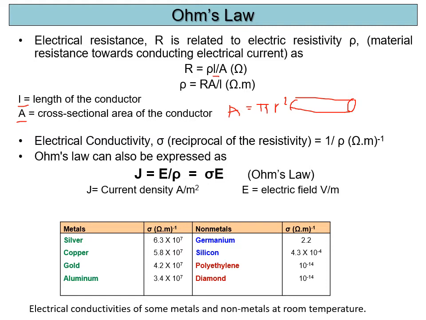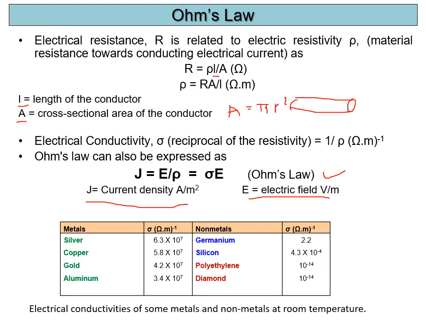Electrical conductivity sigma is the reciprocal of the resistivity, 1 over rho. Ohm's law can also be expressed using this formula: J equals E over rho, or equals sigma multiplied by E. J is the current density, while E is the electric field, in volts per meter.